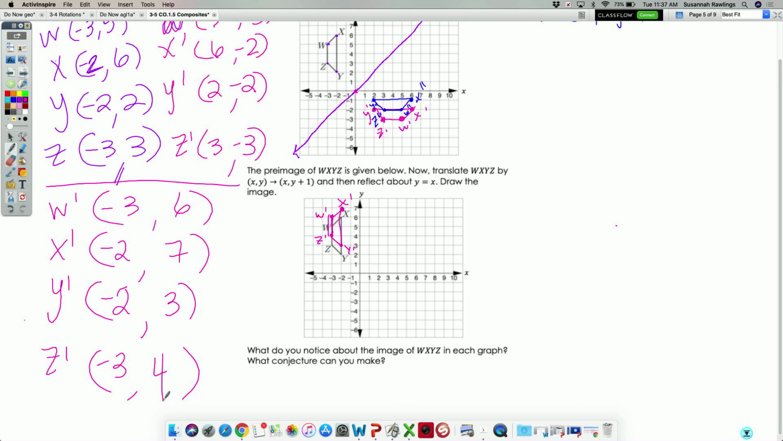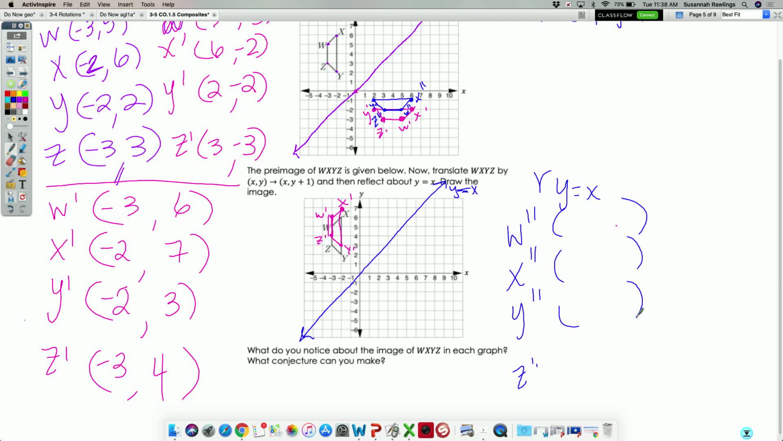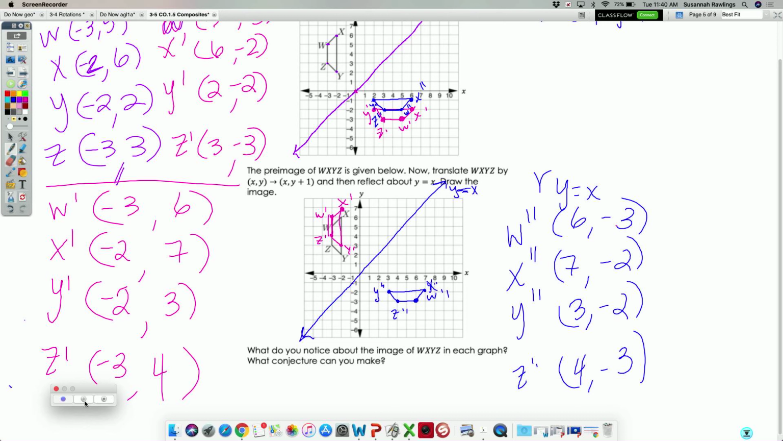Now we're going to reflect it across that diagonal line. So let's go ahead and draw in that diagonal. There's our line y equals x. What do we do with those points to get our double primes? Good, we flip them. So I'll pause here and let you guys flip your points and graph it. Okay, so we should have two images there, a single prime and a double prime.